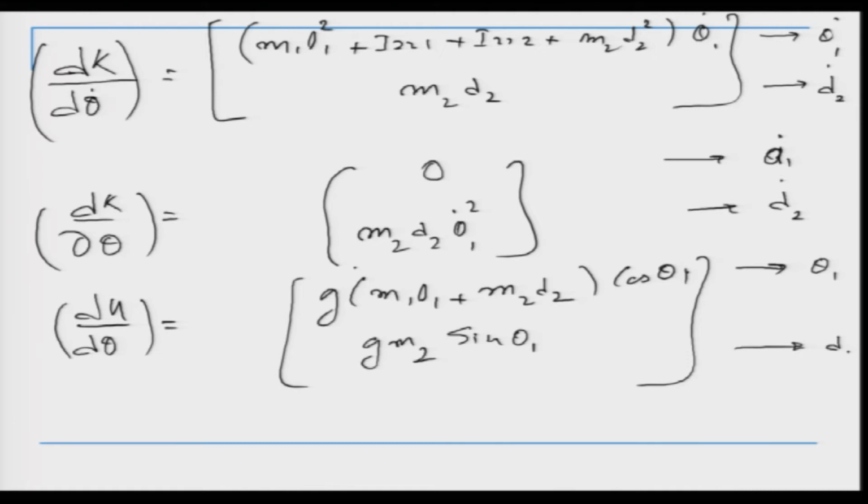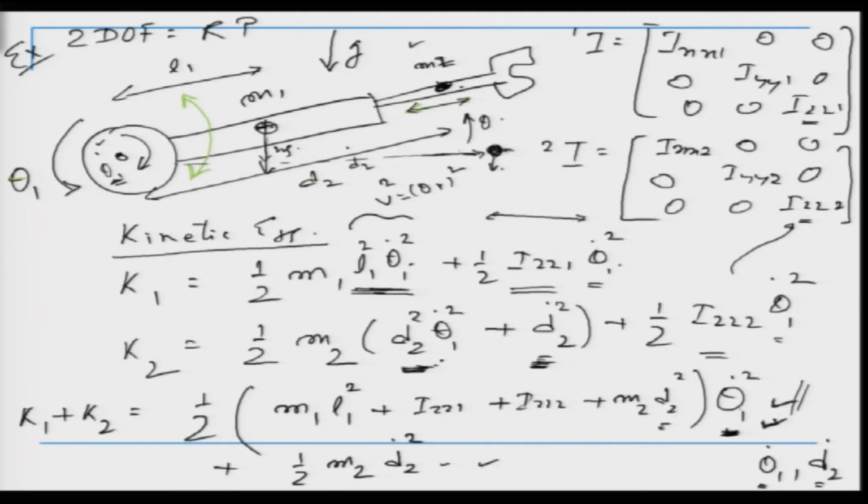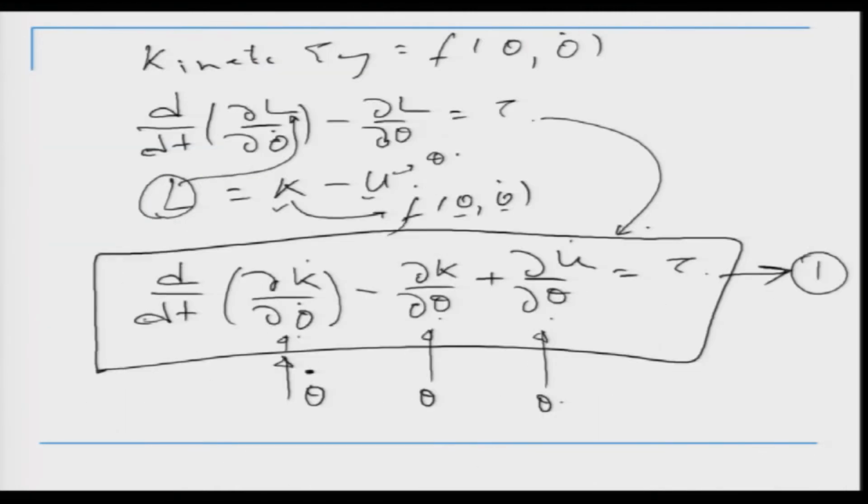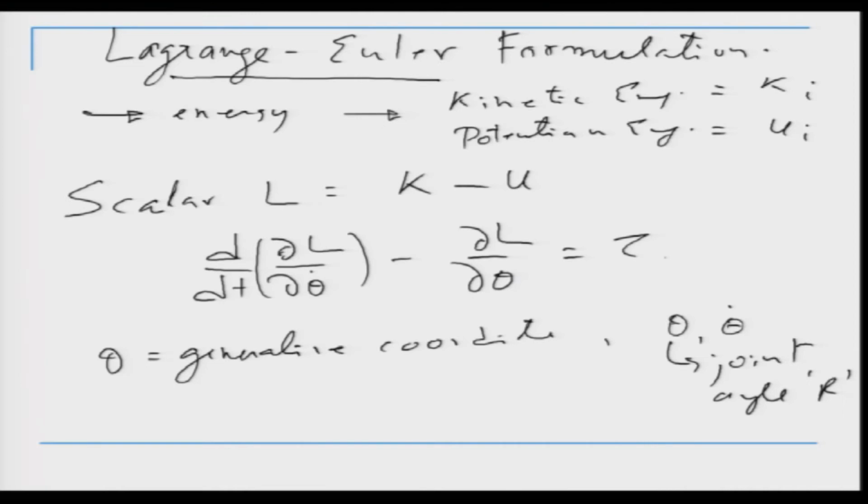So, the three terms that we are getting are given by this: this is number 1, this is number 2, and this is number 3. So, we have derived our terms. Now, what we need to do is to put it in this equation number 1 again. So, this is my equation number 1, which means that I have got this term, I have also got this term. What I need to do is take d dt of dk by d theta dot. So, let me write it again.